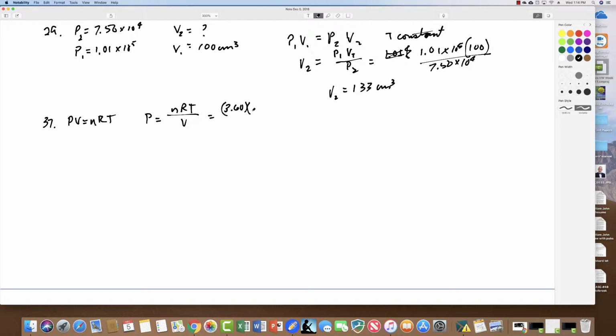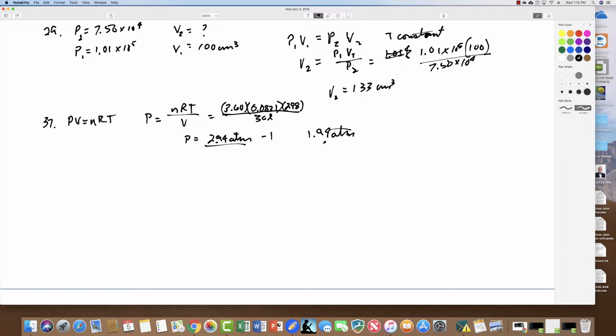It tells you that there are 3.6 moles of gas, and I'm going to use my old favorite, 0.0821. So that means the answer is going to come out in atmospheres. The temperature is 25 degrees or 298. And the volume is given as 30 liters. And so if you do the math here, you get P is equal to 2.94 atmospheres. So the gauge pressure is going to be that number minus 1, so it's going to be 1.94 atmospheres.